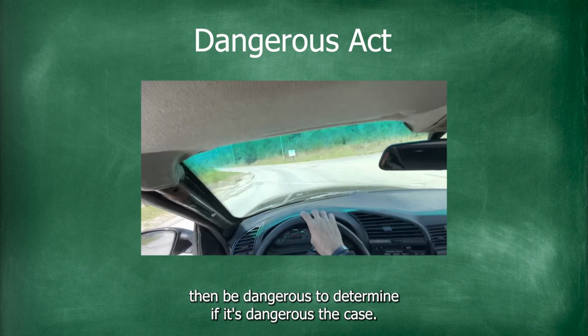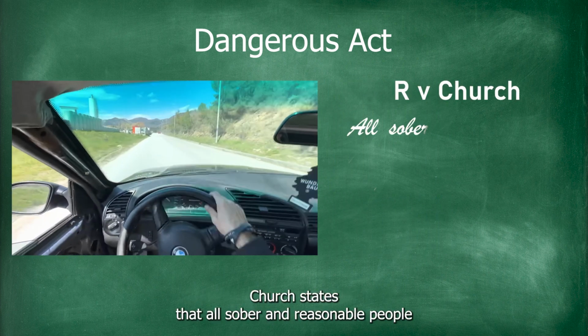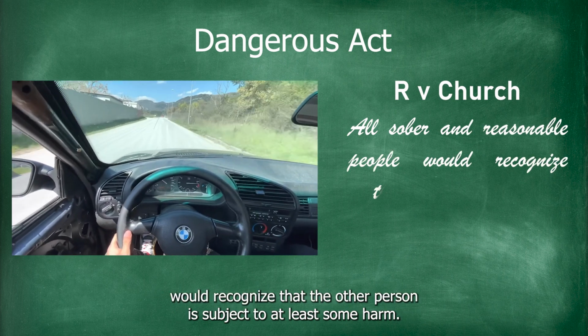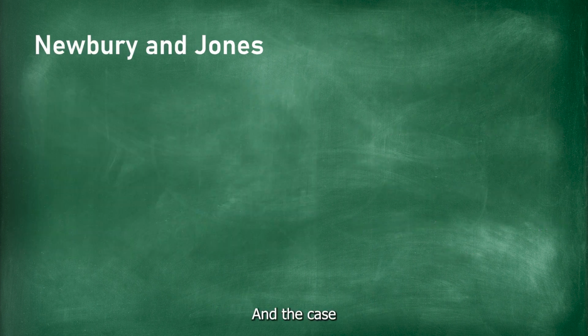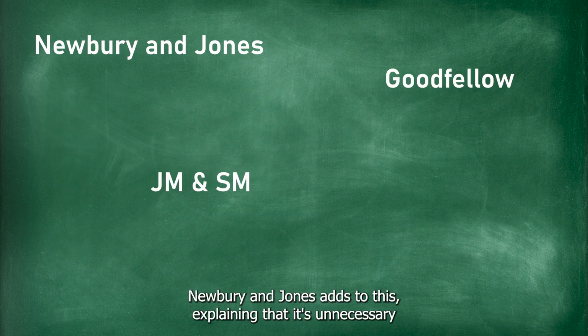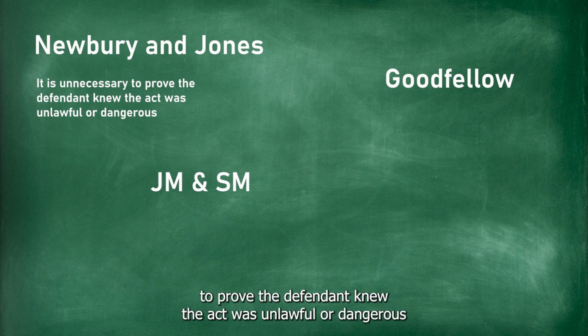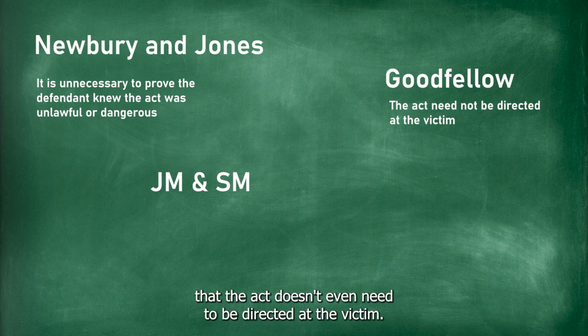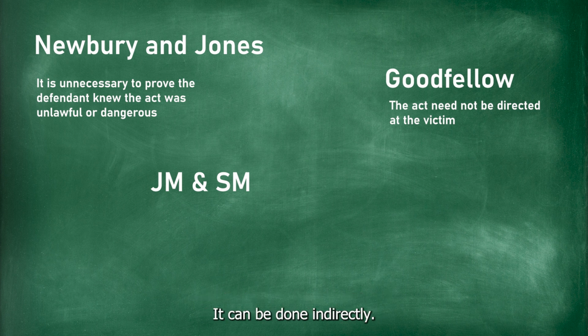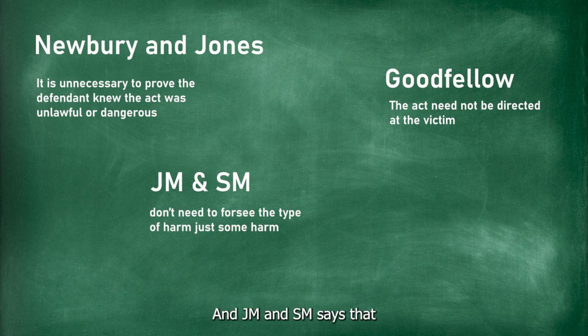To determine if it's dangerous, the case Church states that all sober and reasonable people would recognise that the other person is subject to at least some harm. And the case Newbury and Jones adds to this, explaining that it's unnecessary to prove the defendant knew the act was unlawful or dangerous. Then Goodfellow adds more to this, that the act doesn't even need to be directed at the victim, it can be done indirectly. And JM and SM says that it's not necessary to foresee the particular type of harm. They just need to foresee some harm.